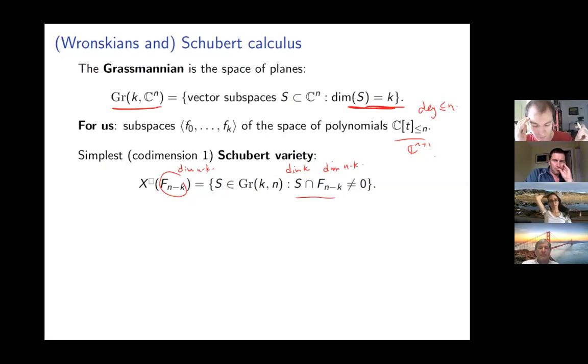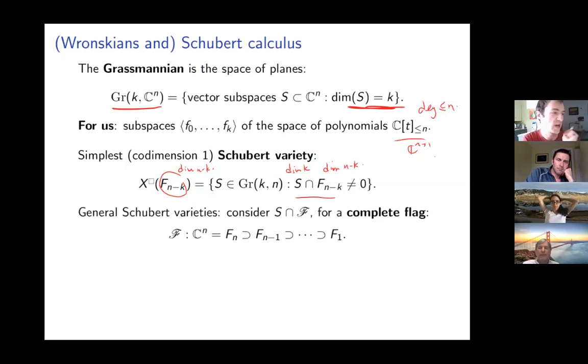And it turns out to actually be the lightest condition that you can impose on a k-dimensional plane to say that it just manages to touch a specified complementary plane. So this is actually a codimension 1 subset of the Grassmannian, and it's called the Schubert variety. This is actually the only Schubert variety we'll need, but it's still nice to have some context here.